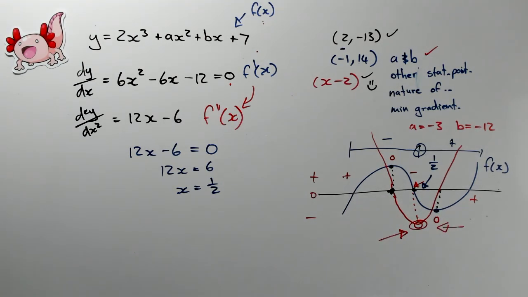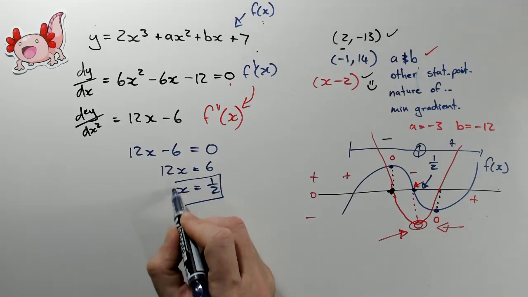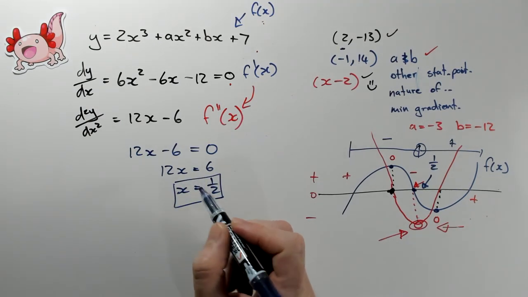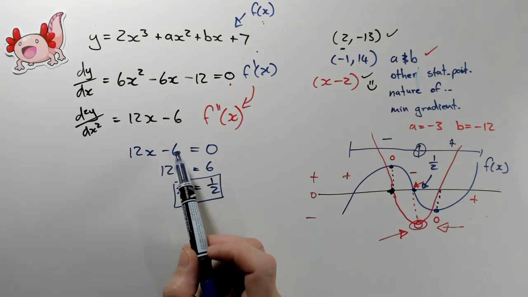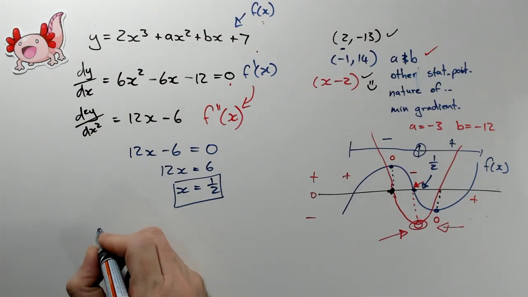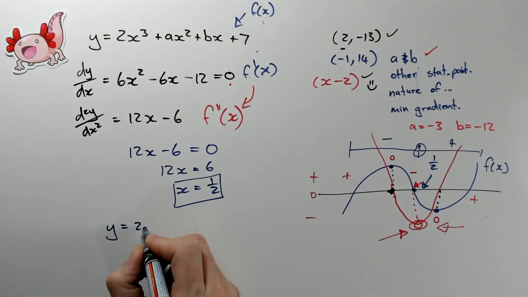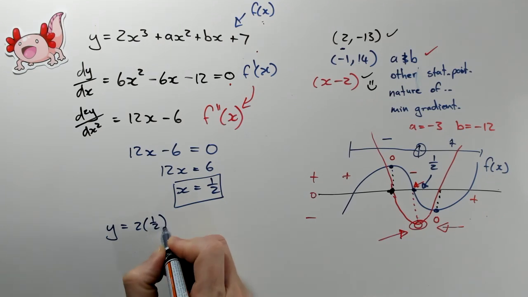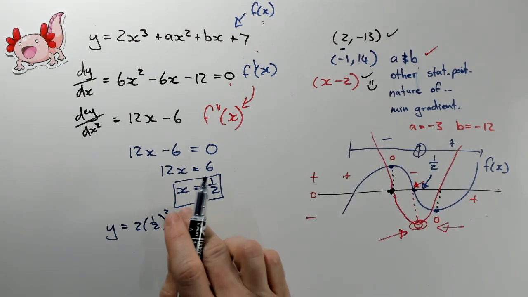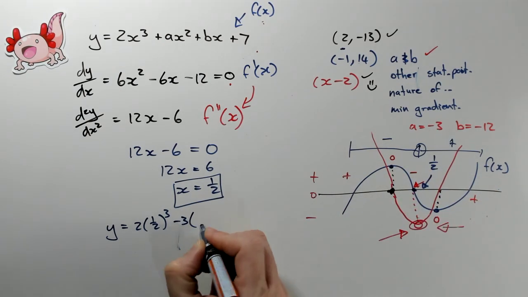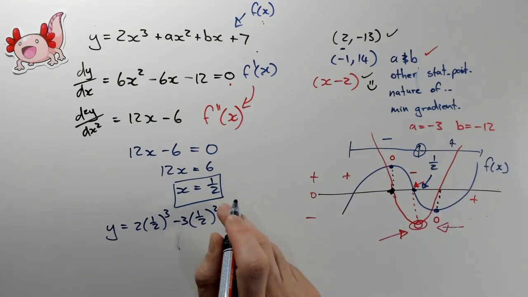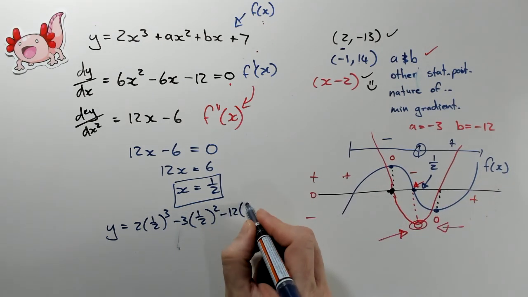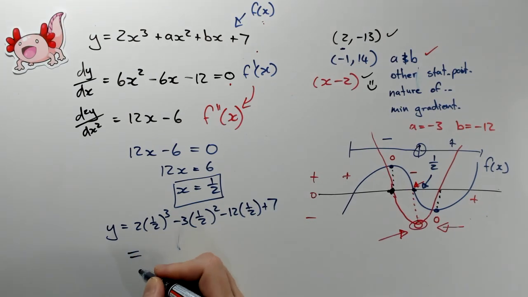We still need to find the coordinates. So I know that this is the x value. And now I just have to input it into this function. Oh, did we wipe that off? Anyway, we'll just write it again. So y is equal to 2 times a half cubed, minus 3 times a half squared, minus 12 times a half, plus 7. And if you put all of that in your calculator, you're just going to have to believe me, we get a half.